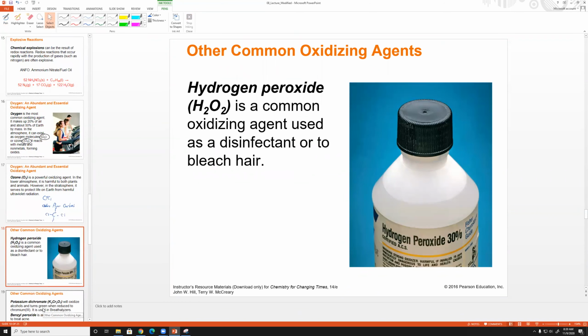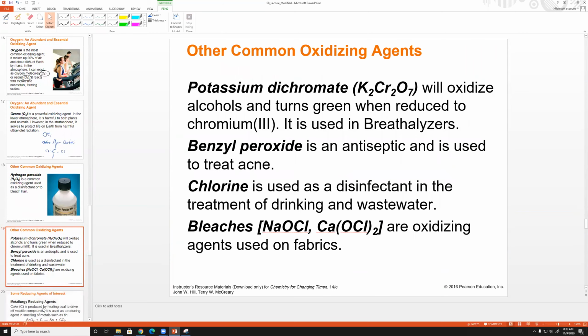Okay. Also, you have other oxidizing agents, hydrogen peroxide. So it's a disinfectant, also used to bleach hair. So that's another oxidizing agent. That's good. You have other ones. I'm not gonna get into too much detail, like bleach. It oxidizes fabrics. Potassium dichromate oxidizes alcohols and turns green when reduced to chromium 3. And that's used in breathalyzers.